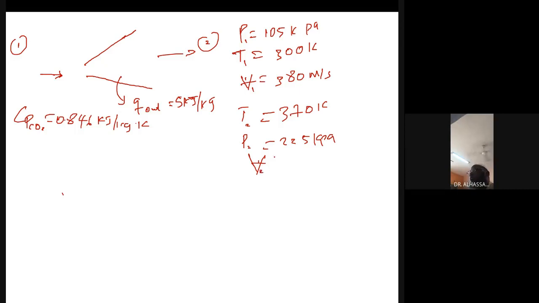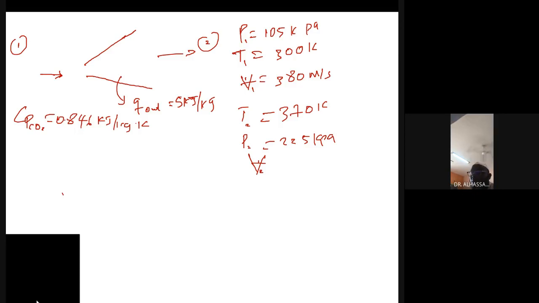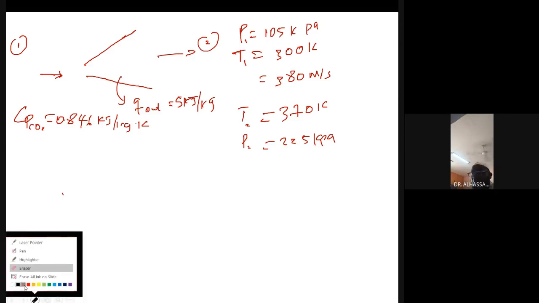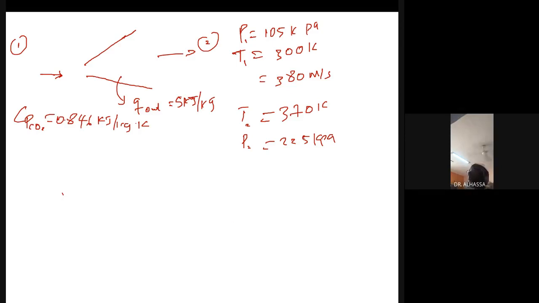Oh, sorry, it's not a volume flow rate. We are talking about velocity. So what I wrote was volume, but this should be velocity, not volume flow rate. Sorry for that. So velocity V1 and then velocity V2. It's not known. All right.